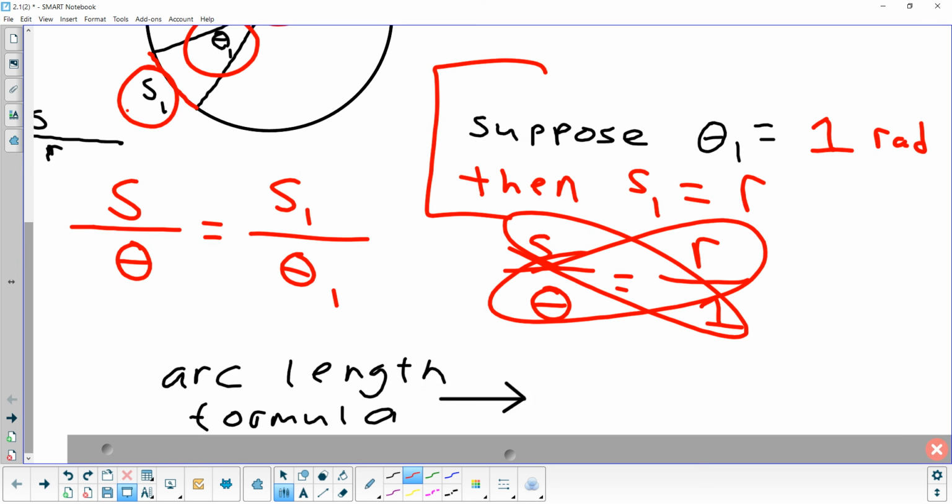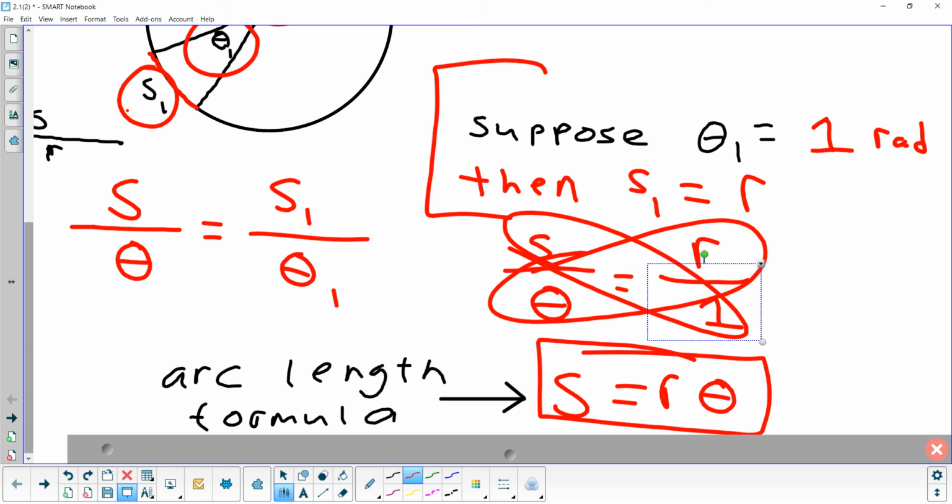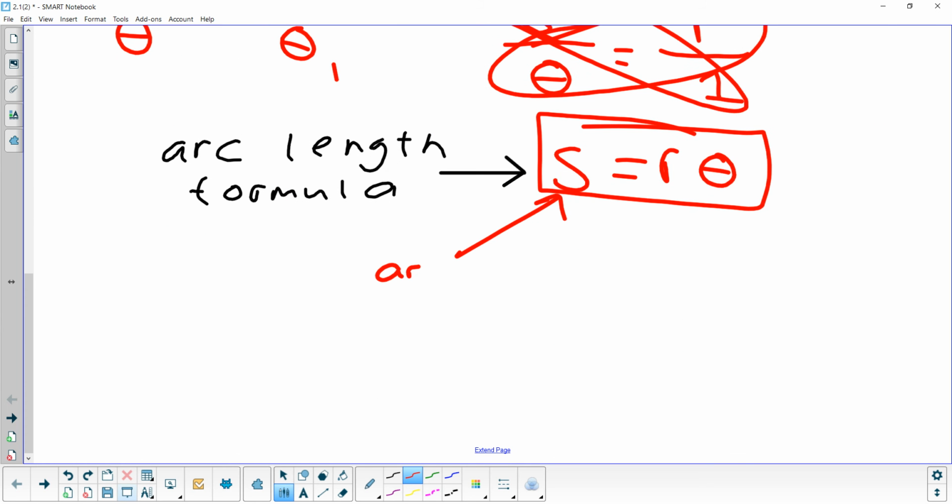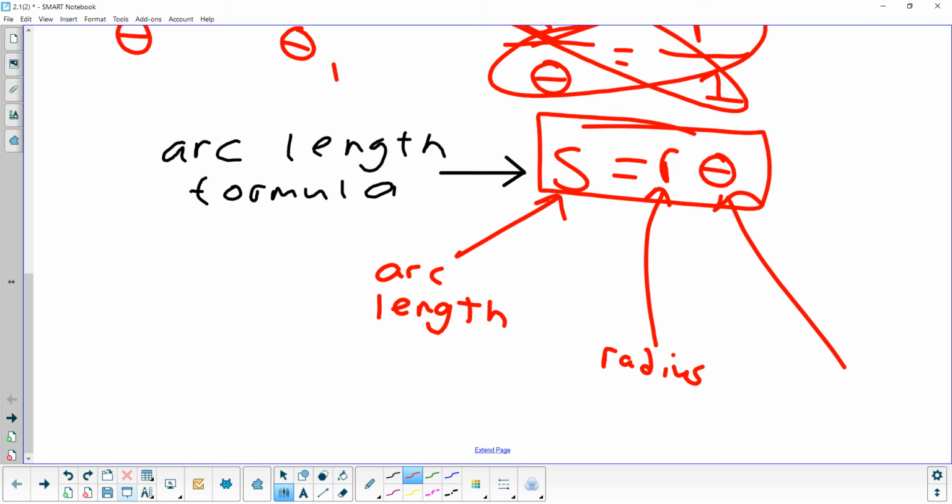So, S times 1 gives me S. R times theta gives me R theta. S equals R theta. That's the formula for finding the length of an arc. So that has 3 variables in it. We'll just label which one is which. S is the arc. R is the radius. And theta is your angle.